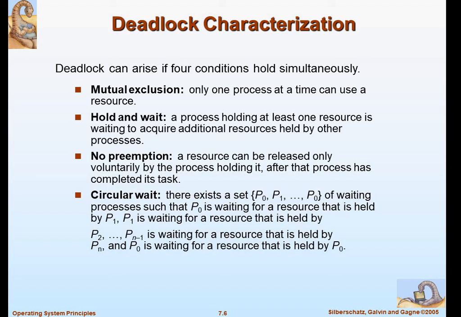Circular wait. If there exists a set of processes, let us take P0, P1, P2 and so on, Pn, where P0 is waiting for the resource held by P1, P1 is waiting for the resource held by P2, and so on, Pn-1 is waiting for the resource held by Pn, and Pn is waiting for the resource held by P0. That is a circular wait. These 4 conditions are not independent conditions. For example, circular wait implies hold and wait.